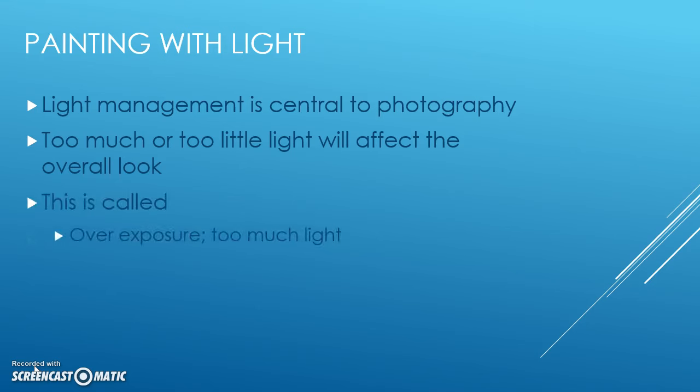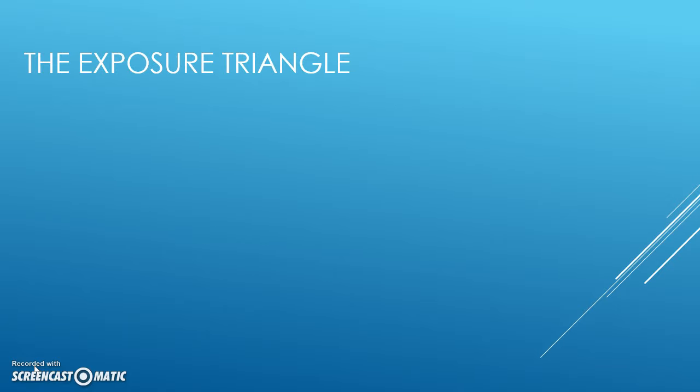You've got overexposure, which is where you put too much light into the image, and underexposure, where there's not enough light. Sometimes it's a case of there simply being too much or too little light around, but again, through control of the camera settings, you can really control that.